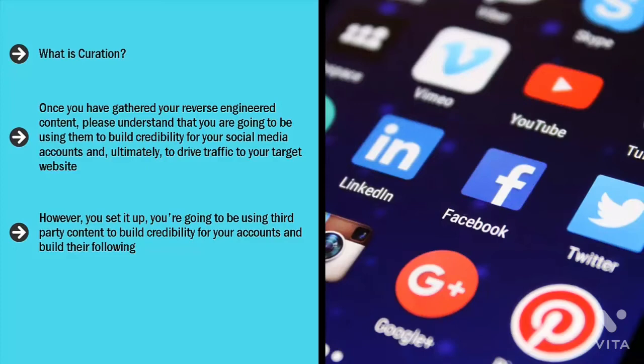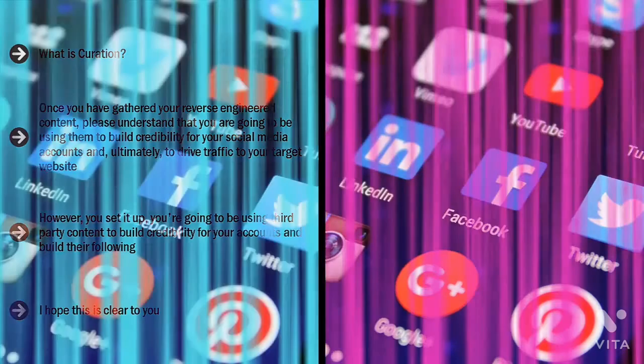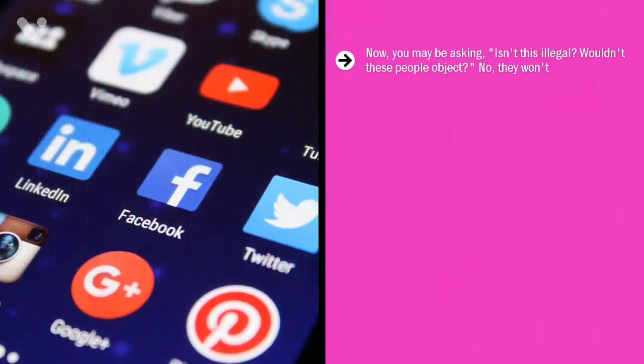What will pull traffic from those accounts to your target pages, blogs, or resource sites are specific pieces of content or ads that you rotate in between curated content. I hope this is clear to you. You're going to be publishing curated third-party content on your social media account. Now, you may be asking, isn't this illegal? Wouldn't these people object? No, they won't.